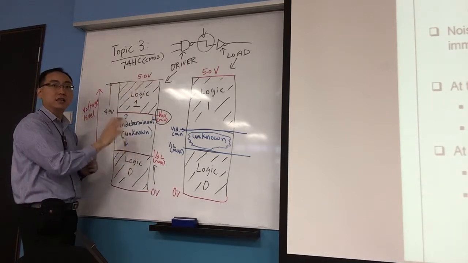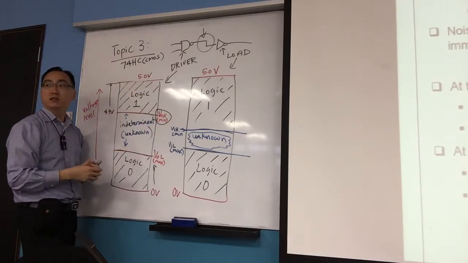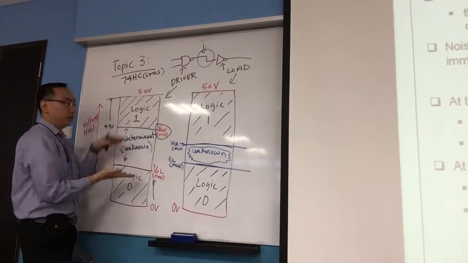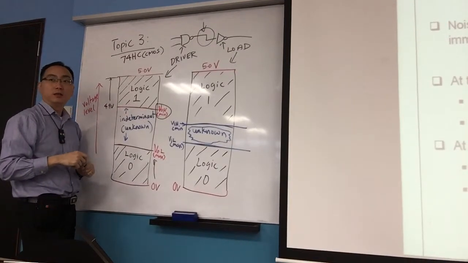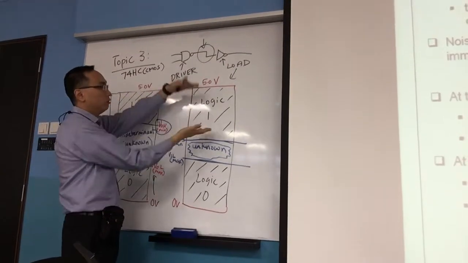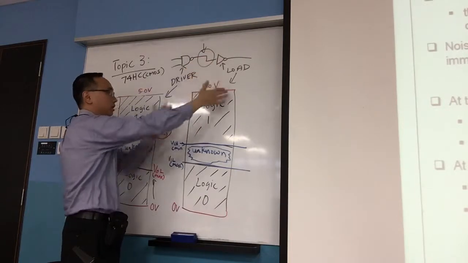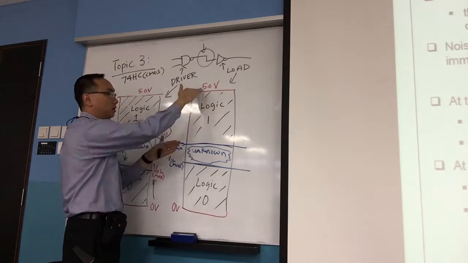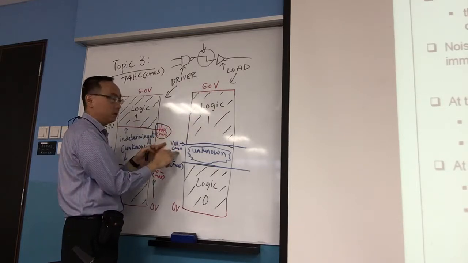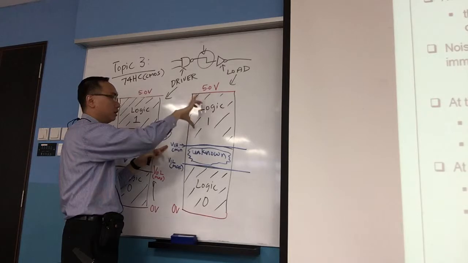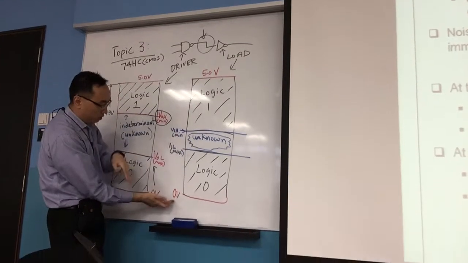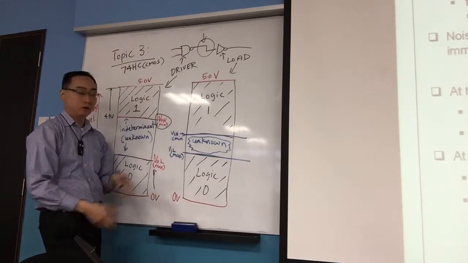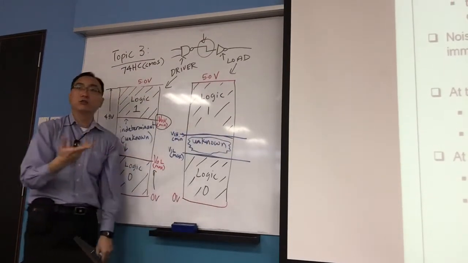This is just some definition. It's fixed. Take it that it's a definition. Here to here, and here to here, anything in between is unknown. Likewise, if I bring you over to the load side, if I have another load here, I would also have similar things. Where you have logic 1, between VIH minimum and here is considered logic 1. Then anything between 0 volt to V input low is considered logic 0. And of course anything here is unknown.